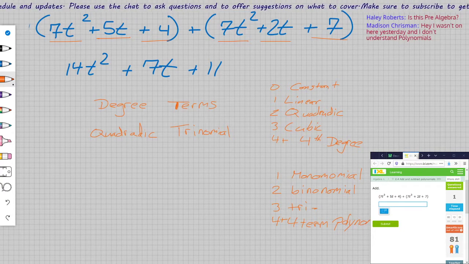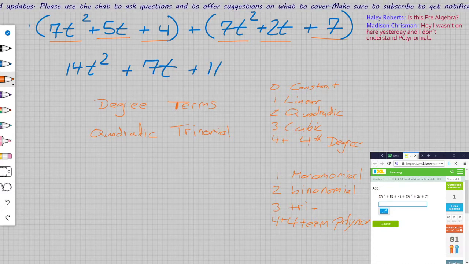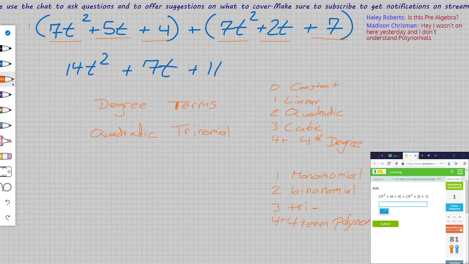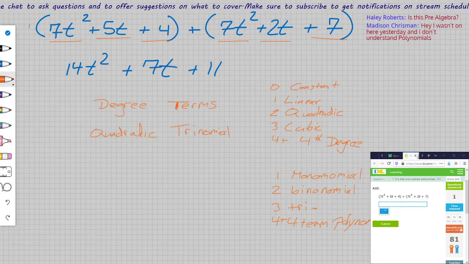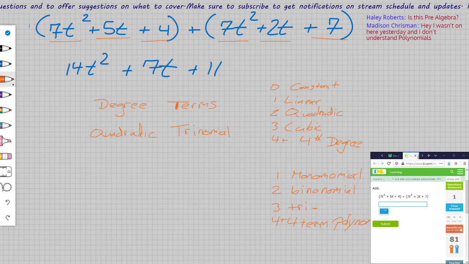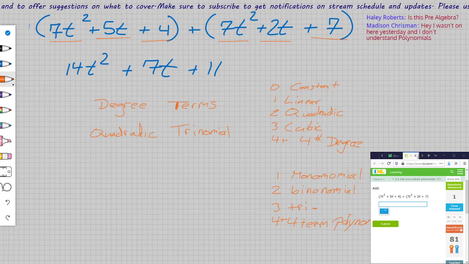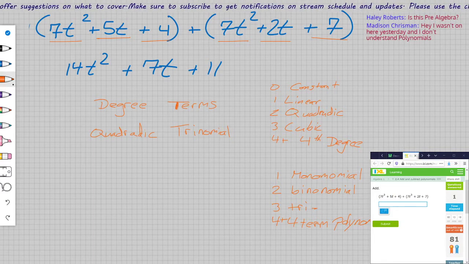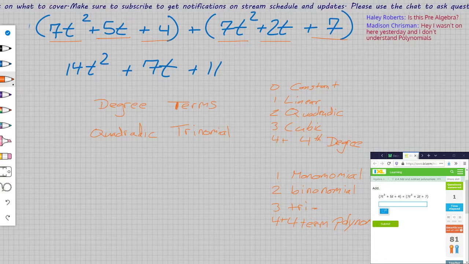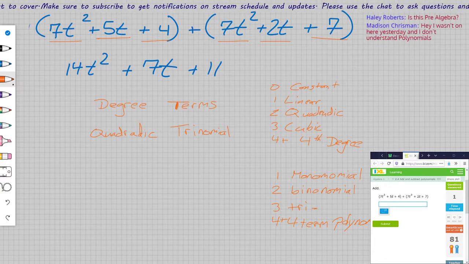And then Madison, can you be more specific about whether it's the naming aspect of the polynomials, or the adding and subtracting piece? All of it, just so I'm not doing too much of one thing. And sorry I didn't respond to it earlier, I just wanted to finish what I was going over for the naming aspect.